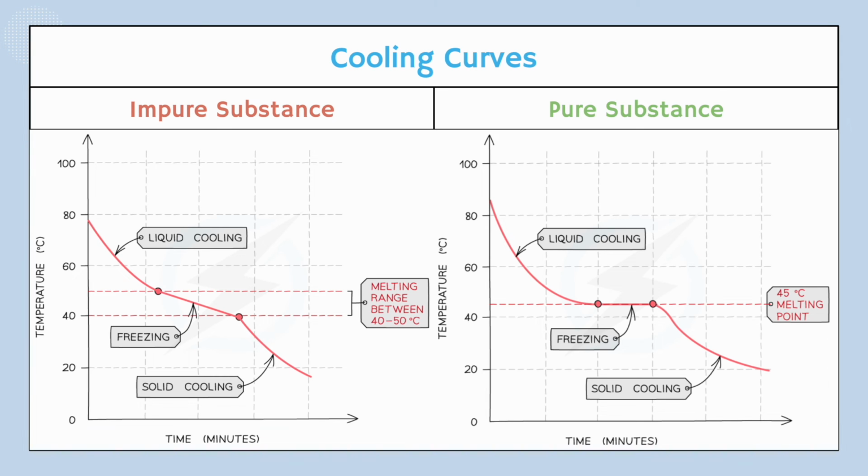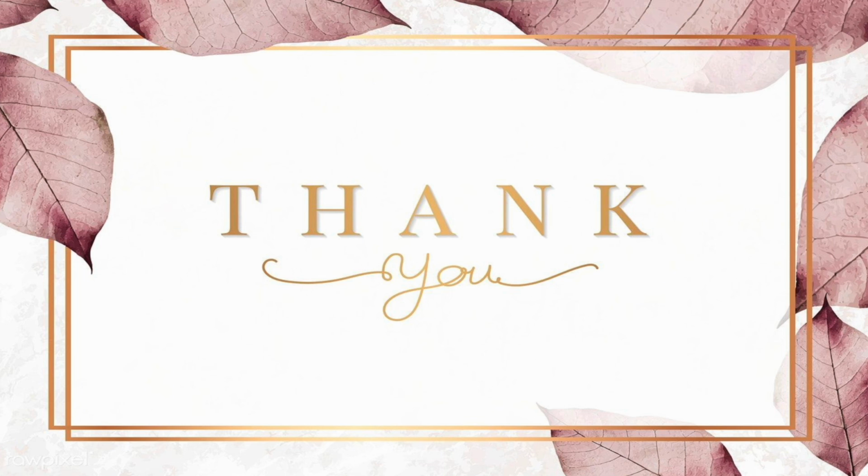Next, we have the cooling curve. So here is an example of a cooling curve for an impure substance versus a pure substance. As you can see in the first graph, an impure substance produces a gradual decrease in temperature because there are different types of substances and impurities in it. So there's a bigger range of melting point. Whereas in a pure substance, you can see the horizontal part shows that the substance has a sharp melting point, therefore it is pure.